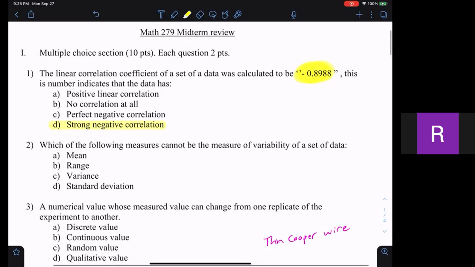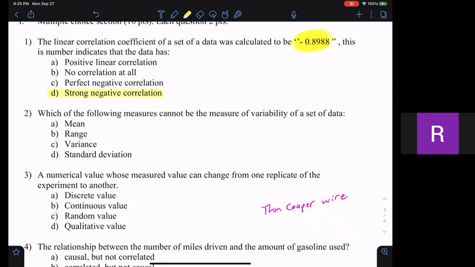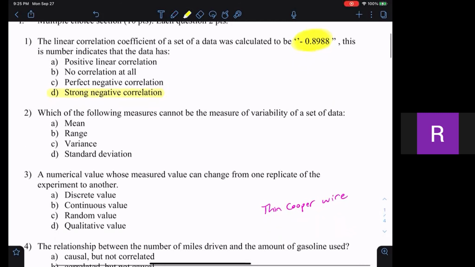That's straightforward. Which of the following cannot be a measure of variability of a data set? That's straightforward too. You know that the standard deviation, the variance, and the range are measures of variability. So it should be this one, the mean. The mean doesn't measure variability.